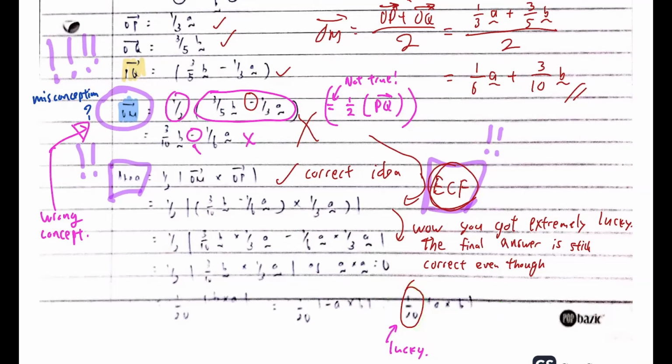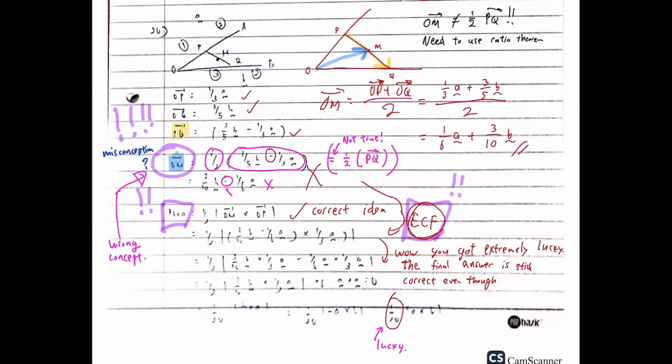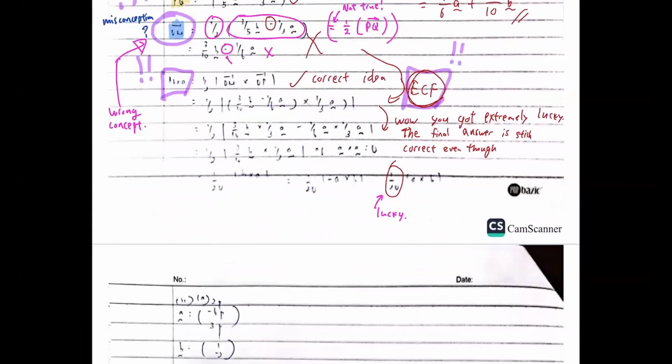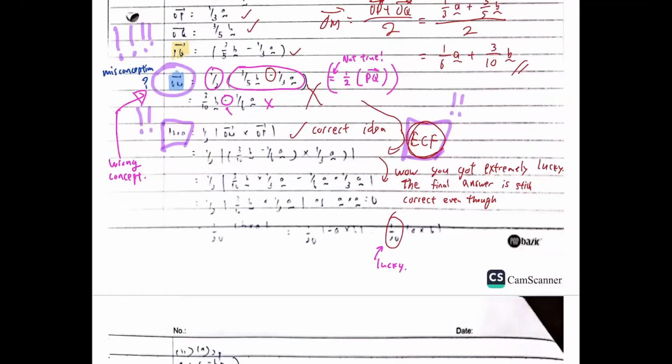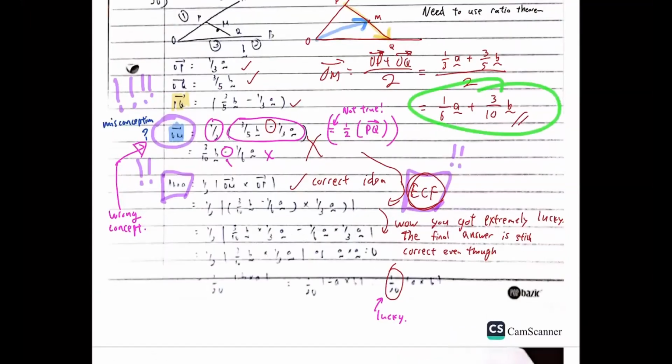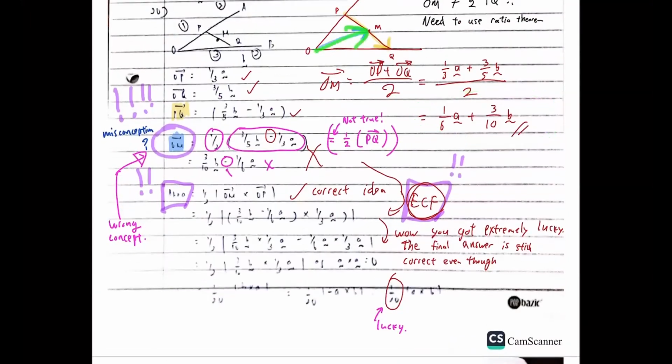You use up your luck here, then at A levels no more luck. Oh no. Kidding. No. Just make sure you're accurate. You're using the correct theorem. You get the idea, right? OM is not half of PQ. OM is found using the ratio theorem. It's not half of PQ. Yeah. Clear? Okay, good. Moving on.